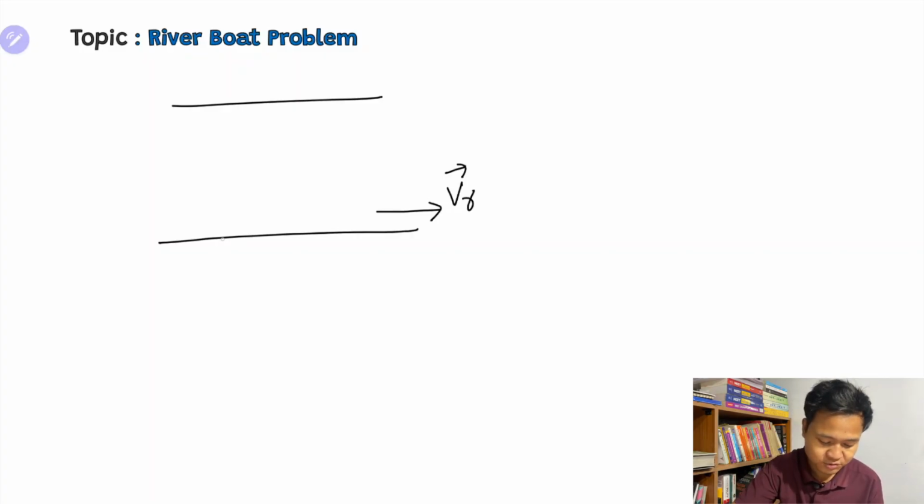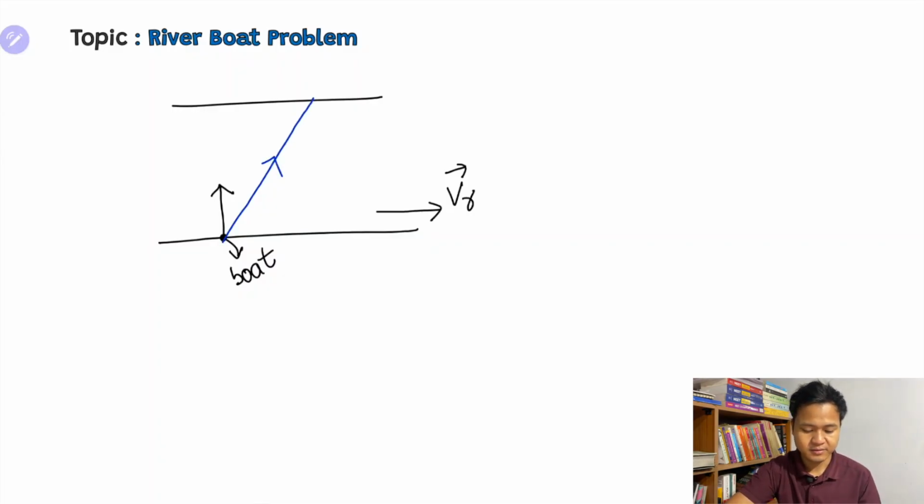Suppose you start a boat. A boat is here. If he tries to go like this, do you think the boat will go straight? The path of the boat will be something like this. It is not straight. If the boat tries to go straight, due to the motion of the river, he will be dragged.